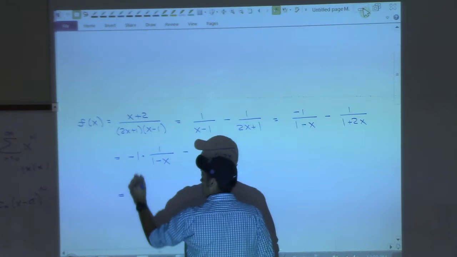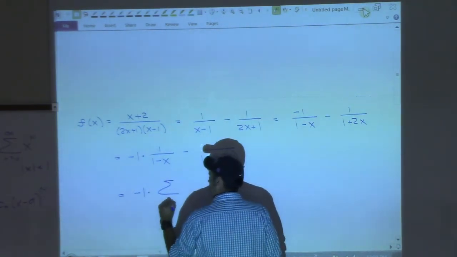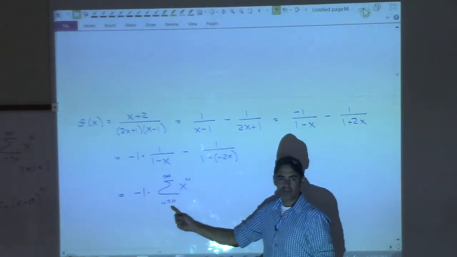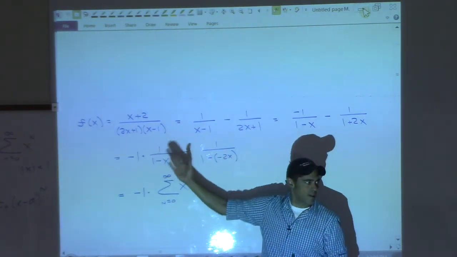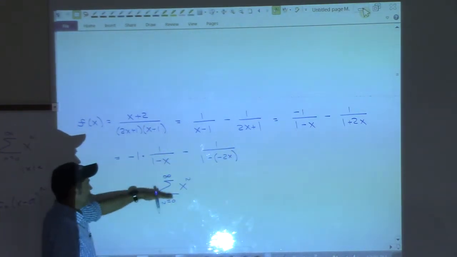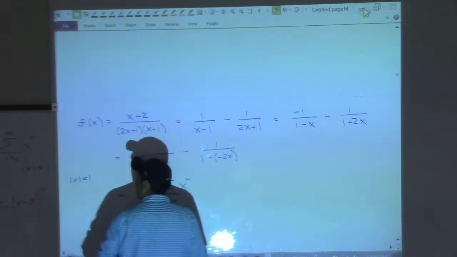Negative 1 times the sum n equals 0 to infinity of x to the n. That's just a formula, right? This is only going to work, this only works when the absolute value of x is less than 1, okay?